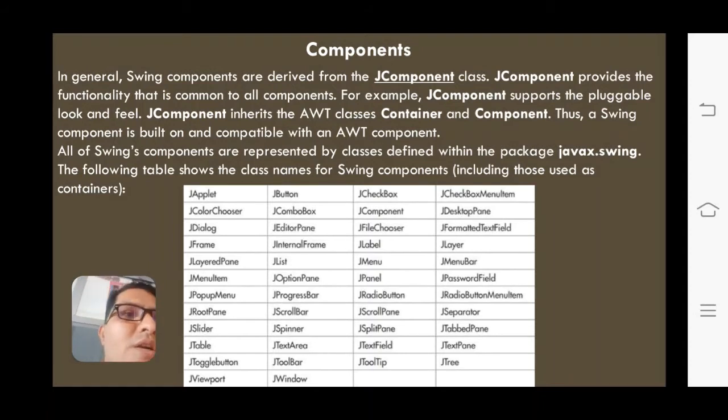So in the table, it consists of some lightweight components and some heavyweight components. Here the heavyweight components are your menu bar and menu frames, JFrames. All these are the heavyweight. And the rest, some of them are JTree, JViewport, JWindow. All these are the heavyweight components. And the rest are lightweight components.